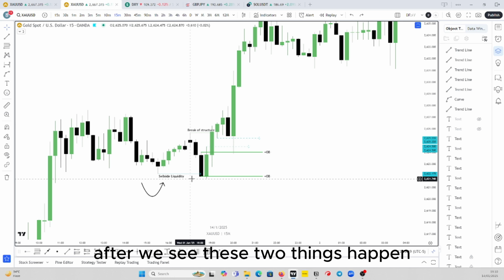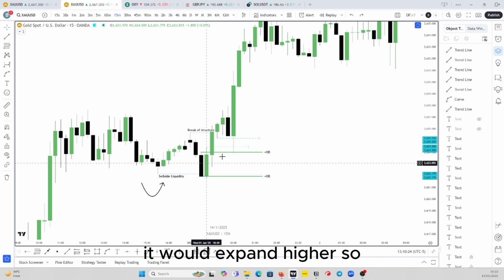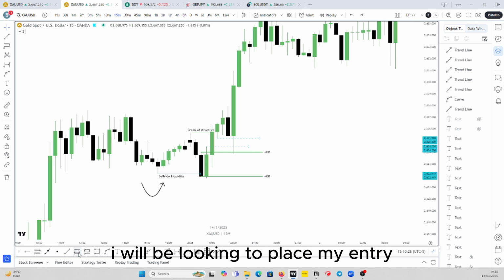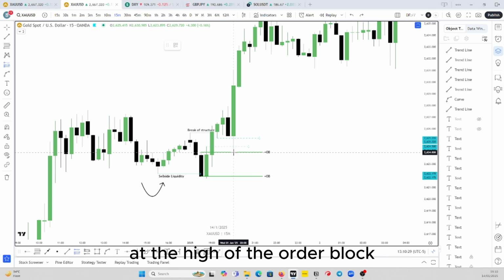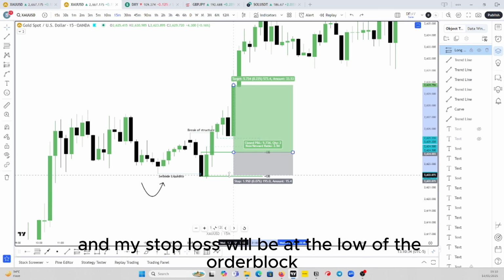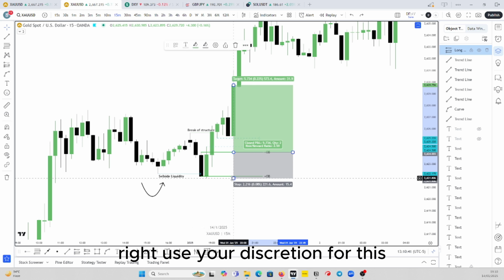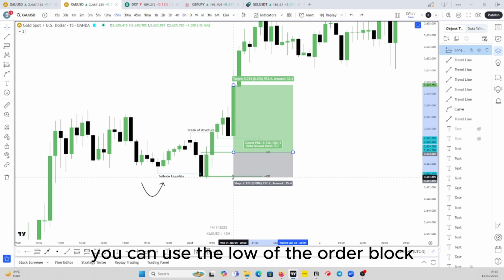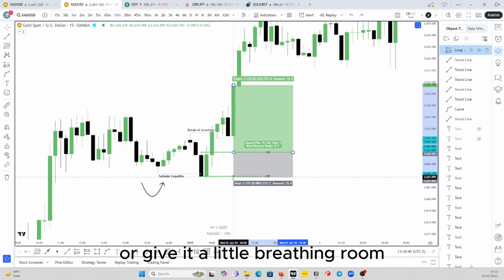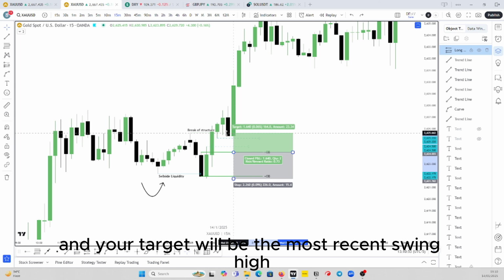After we see these 2 things happen, we would expect that when price comes back into the order block, it would expand higher. So I will be looking to place my entry at the high of the order block, and my stop loss will be at the low of the order block, or a few pips lower than the low of the order block, right? Use your discretion for this. You can use the low of the order block or give it a little breathing room with a few extra pips. And your target will be the most recent swing high.